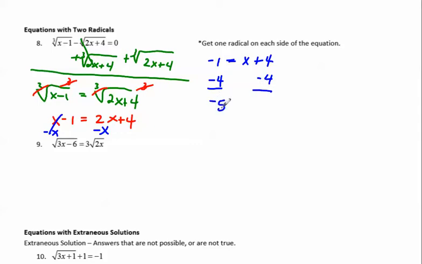-5 equals x. Alright, and in number 9, I have square roots on both sides.